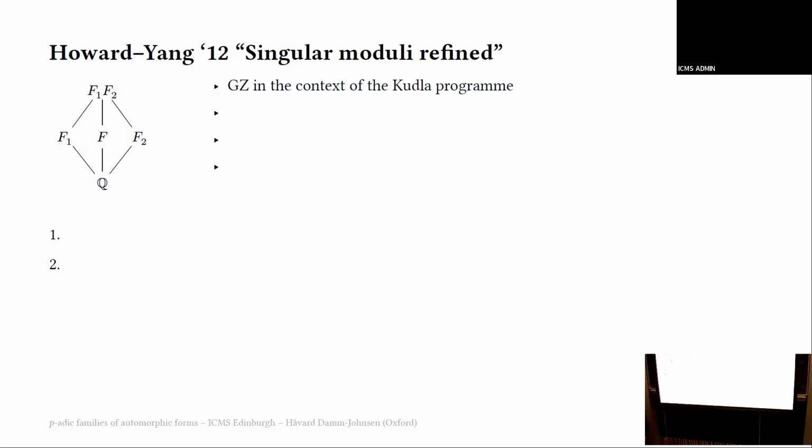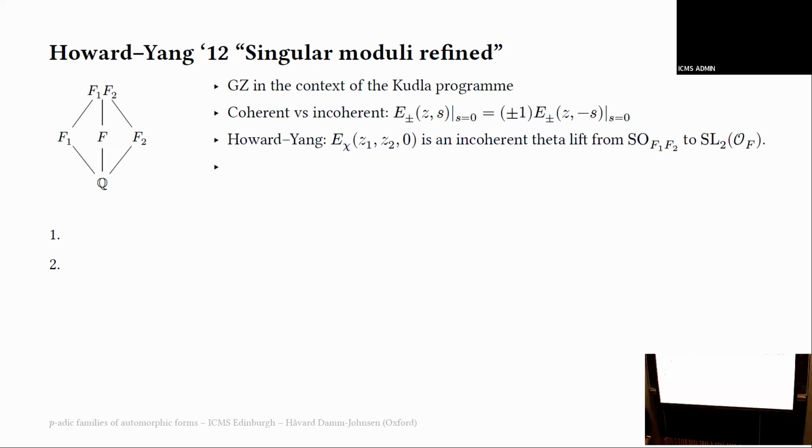I think this in itself is not new, but they realized that the Eisenstein series that they considered was a so-called incoherent Eisenstein series. This is a real analytic family of Eisenstein series that vanishes because of the functional equation. This is one of the main tools in the Kudla program.